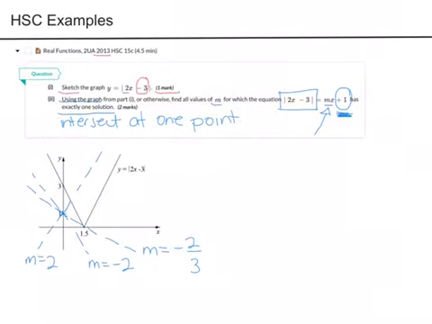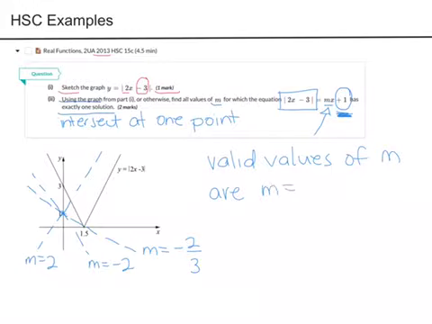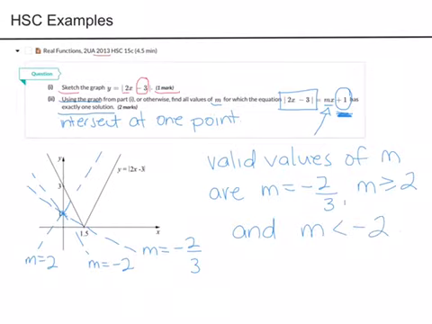And this gives us our final solution for 2 marks: the valid values of m, or all of the valid gradients, are the original one we found at -2/3, m can be greater than or equal to the parallel gradient of 2, and m can also be less than a gradient of -2.